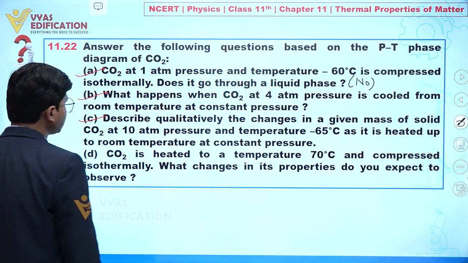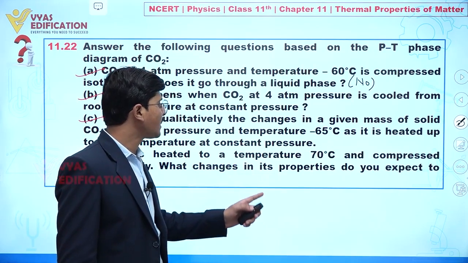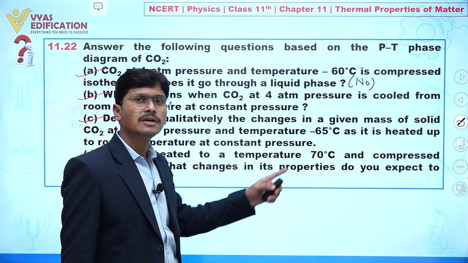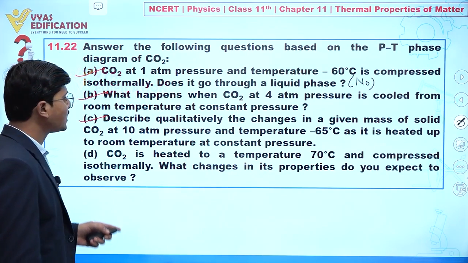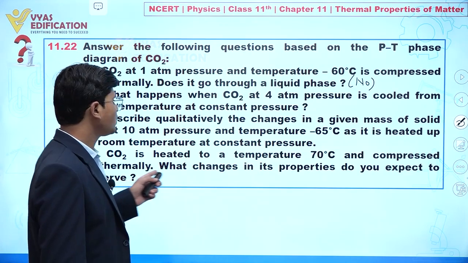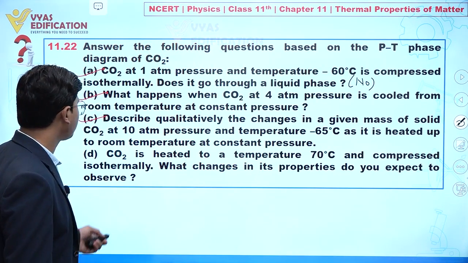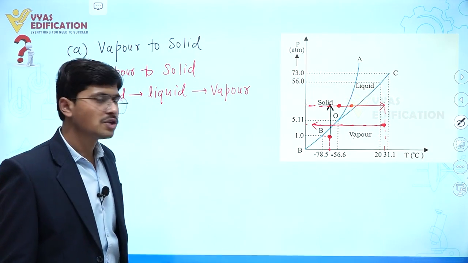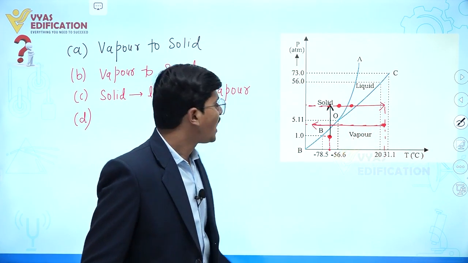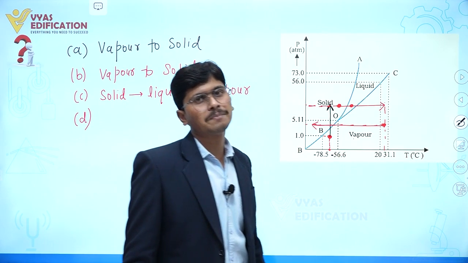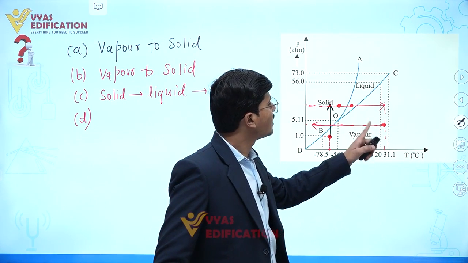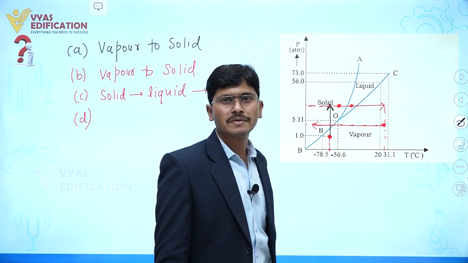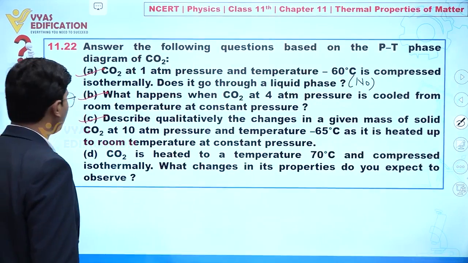Now if I am talking about part number D, clear. In part number D it is given CO2 is heated to a temperature of 70 degrees Celsius and compressed isothermally. Now listen carefully. You know that the critical temperature of CO2 is 31.1 degrees Celsius. If you are heating beyond that temperature, that CO2 will never go into a liquid phase, and it always tries to remain in the vapor phase. Clear?